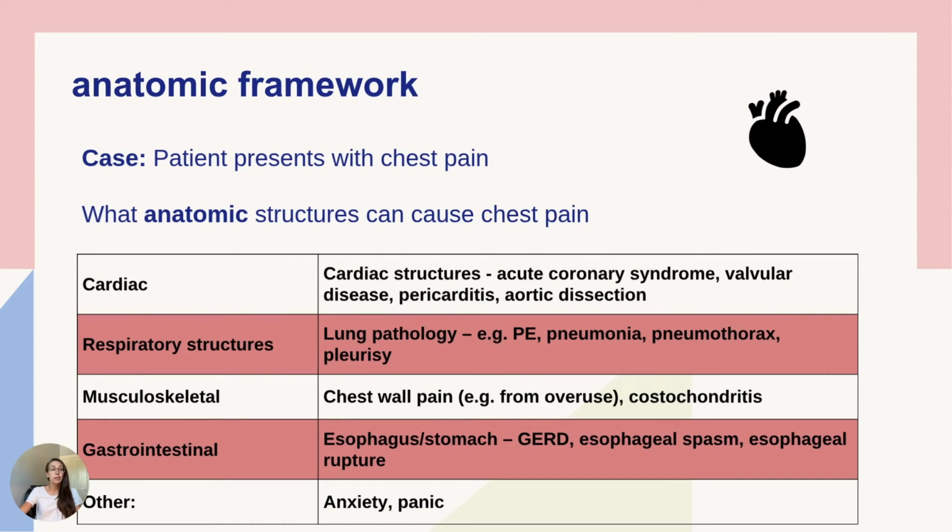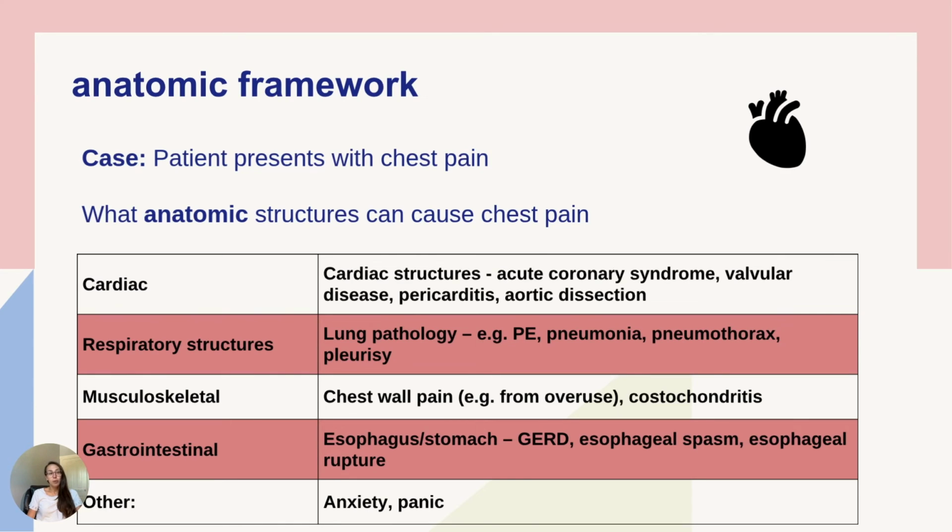Another example is, patient presenting with chest pain. So you could certainly use different frameworks for this, the systems framework, but you can also use the anatomic framework, asking yourself what cardiac structures can cause chest pain. So of course, we think of the heart, the cardiac area, right? Could it be acute coronary syndrome, valvular disease, pericarditis, aortic dissection, respiratory structures?